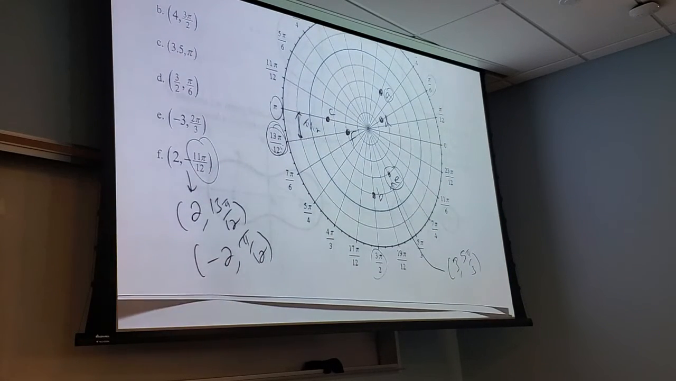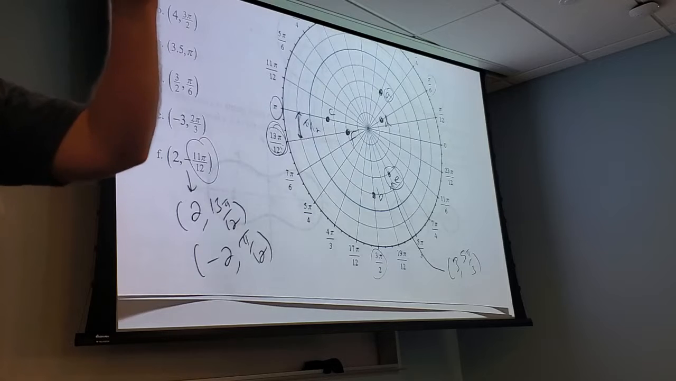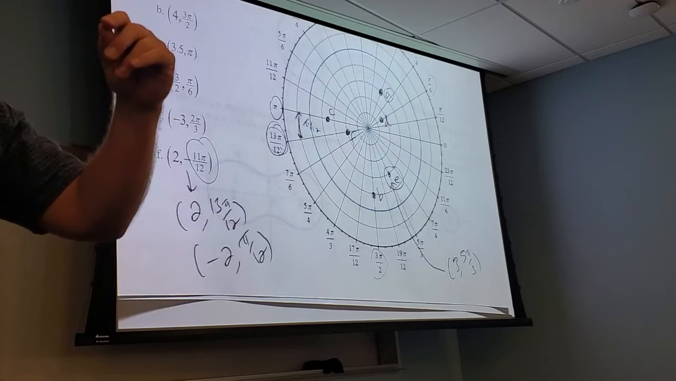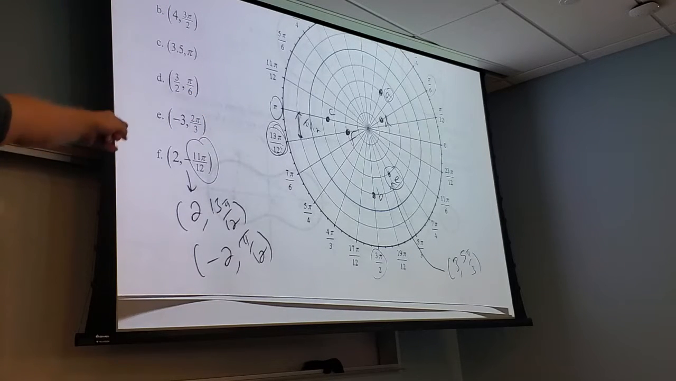So again, the funky thing about trig and the unit circle is any given place has an infinite number of ways to describe it. And we're seeing that here. So there are an infinite number of ways to describe any point in polar coordinates, which sort of sucks. Okay.